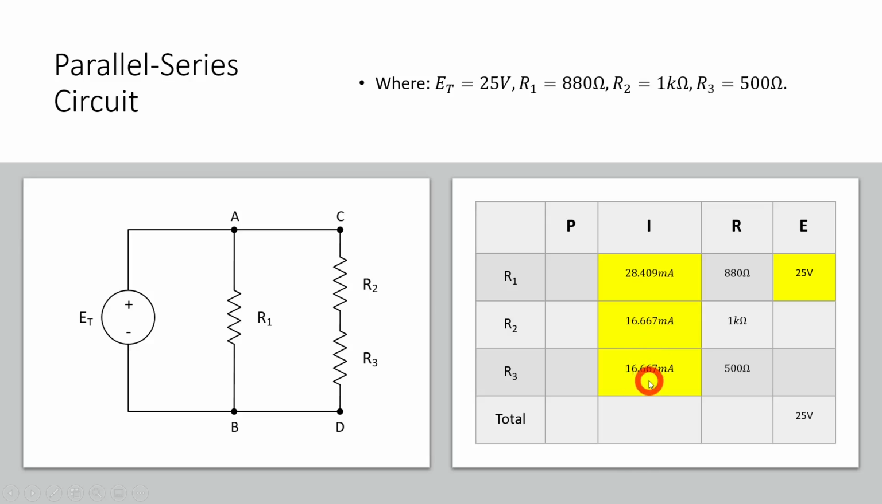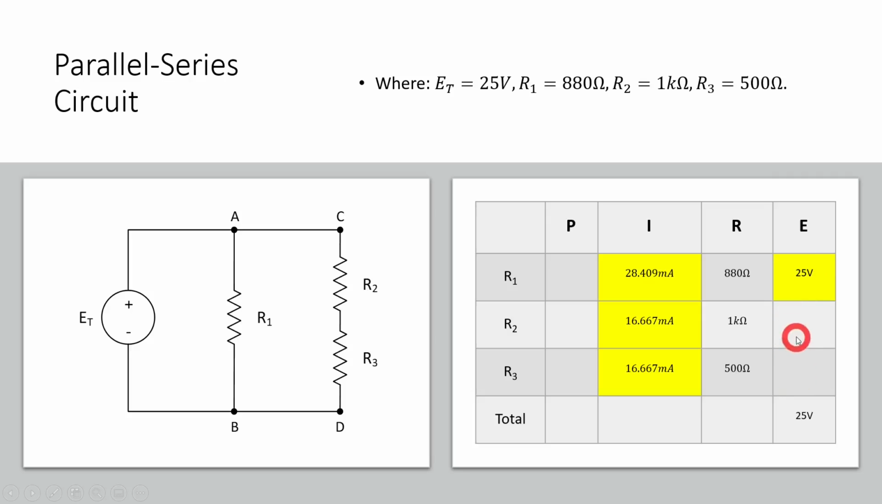But now that we have combination circuits, we're not always going to have the same current here because this is a separate branch, and that branch has a different current going through it because it has a different resistance across it. And we know that that branch has 25 volts across it.